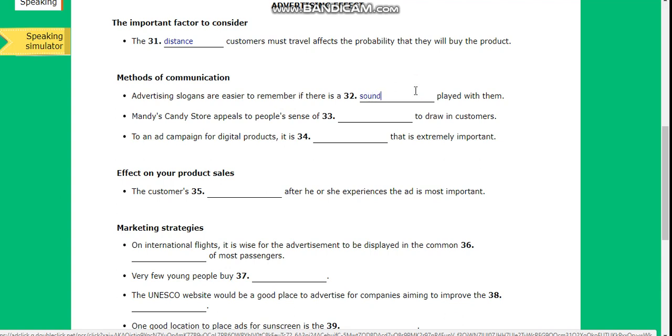Think about Mandy's candy store up the road. Every time you walk past it, you can just smell the chocolate, right? I bet you can almost smell it now. Just mentioning the name brings about the smell memory and in turn, a chocolate craving. What better way to sell chocolate bars? Obviously, sometimes appealing to the senses isn't the most practical way to advertise.